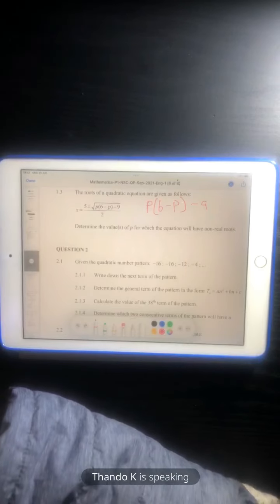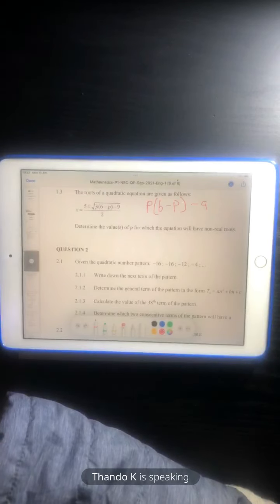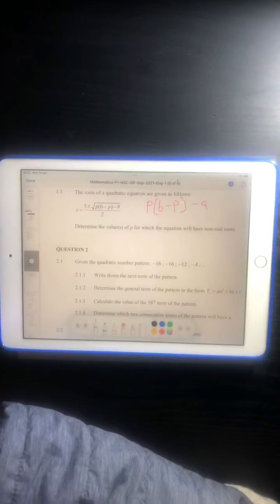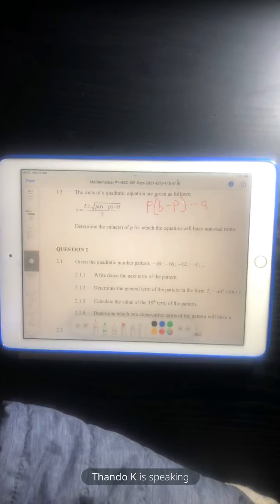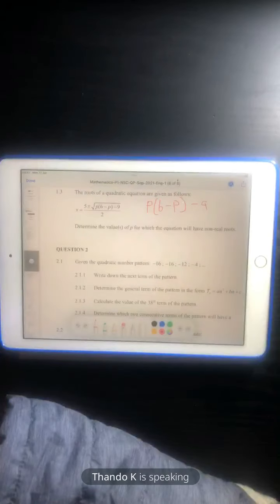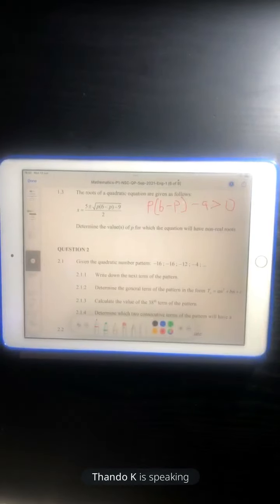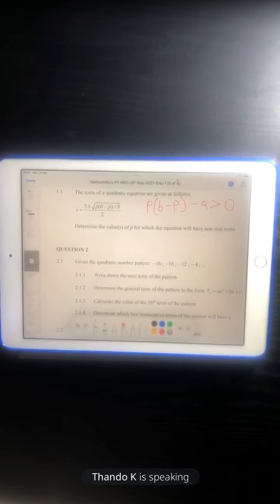Yes, it's Tando. When it's non-real, the discriminant is bigger than 0. Does it mean it's bigger than 0 or smaller than? So you're saying A is greater than 0. I'm not sure what the rule says for non-real roots. The discriminant has to be bigger or smaller than. That's what I'm not sure of.